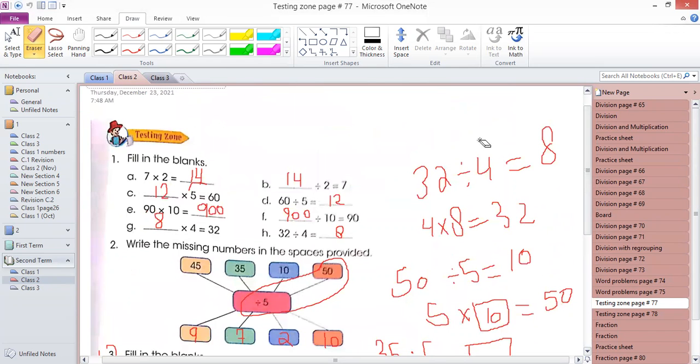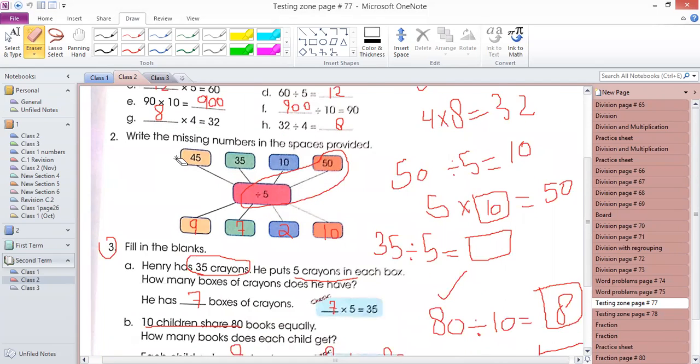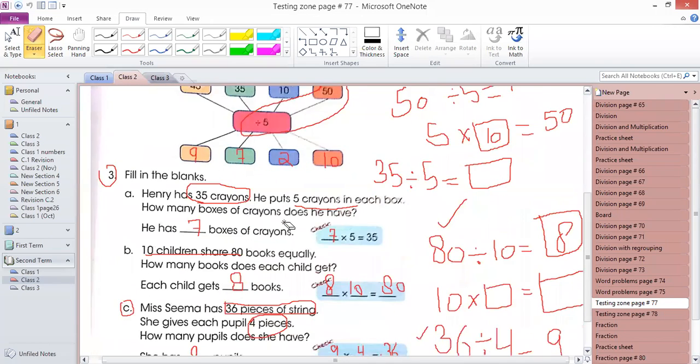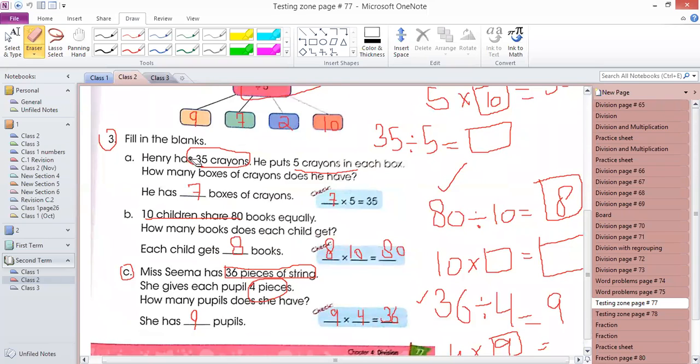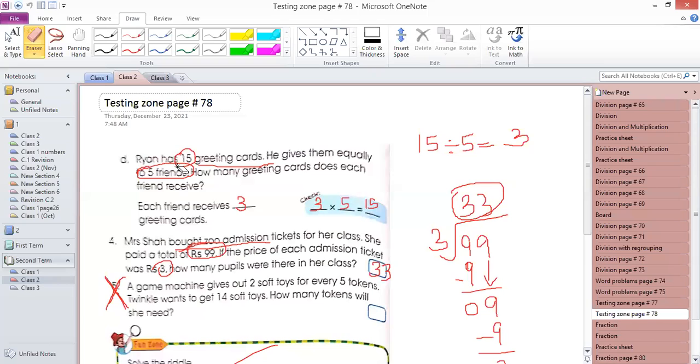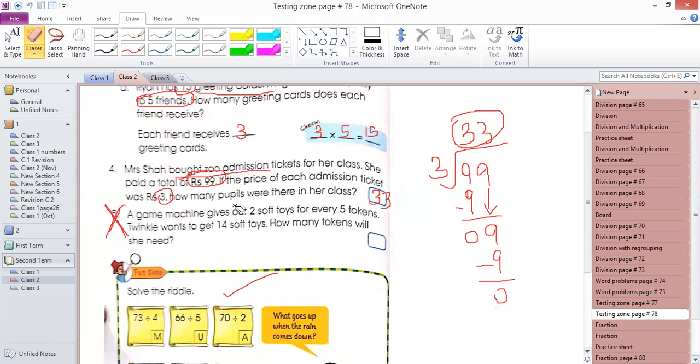In the last class, we completed the unit division by completing the testing zone. 14 divided by 2 equals 7. Question number 2, where we had to divide 45 by 5, 30 by 5, 9, 7, 2, 10. Some word problems: 35 divided by 5 is 7, 80 divided by 10 is 8, 36 divided by 4 is 9, and 15 divided by 5 is 3. 15 divided by 3 equals 5.